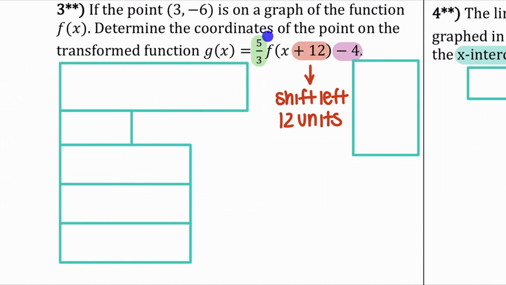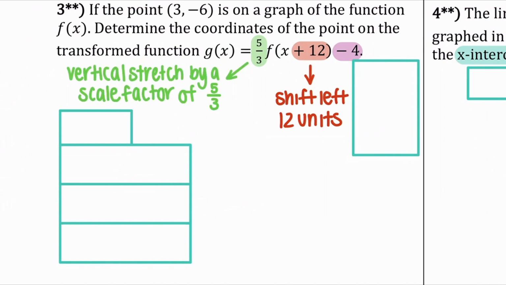Over here, this 5/3 is on the outside of the entire function, therefore we can say that this is affecting the y values, or in other words, it's going to be a stretch or a shrink, because here we're doing multiplication. And since 5/3 is greater than 1, that tells us that it's going to be a vertical stretch by a scale factor of 5/3. Because if we multiply all of our y values by 5/3, they're going to get larger and larger, therefore making our graph being pulled vertically, or in other words, like when we stretch a piece of gum.